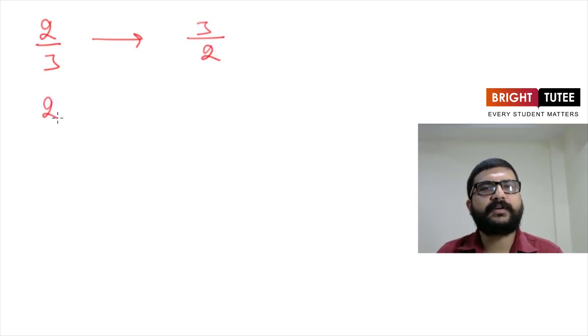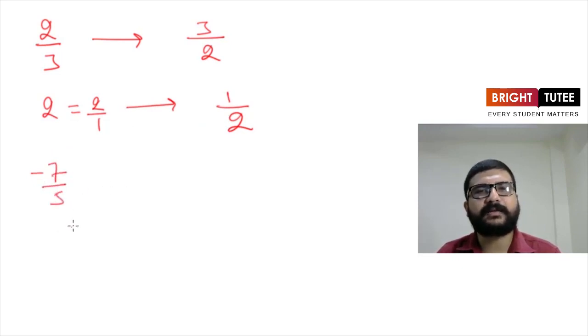Now what is reciprocal of 2? 2 is basically equal to 2 upon 1. Now reciprocal of 2 upon 1 is 1 upon 2. Hence we can say reciprocal of 2 is 1 upon 2. Now suppose we are having minus 7 upon 5. Now what will be its reciprocal? Its reciprocal will be 5 upon minus 7. We just have to replace numerator with denominator and denominator with numerator. Now 5 upon minus 7, this will be equal to minus 5 upon 7. We just converted the number into standard form.